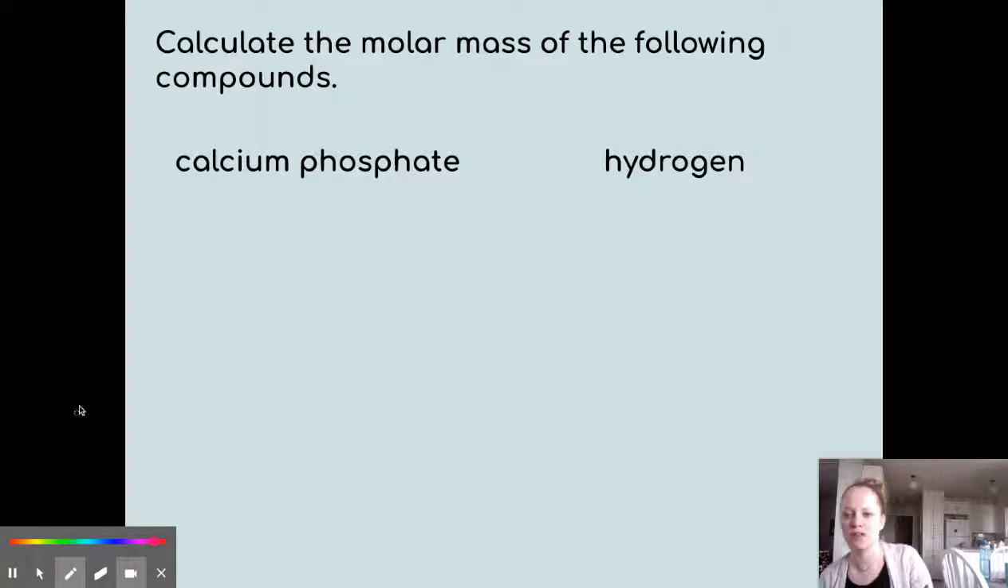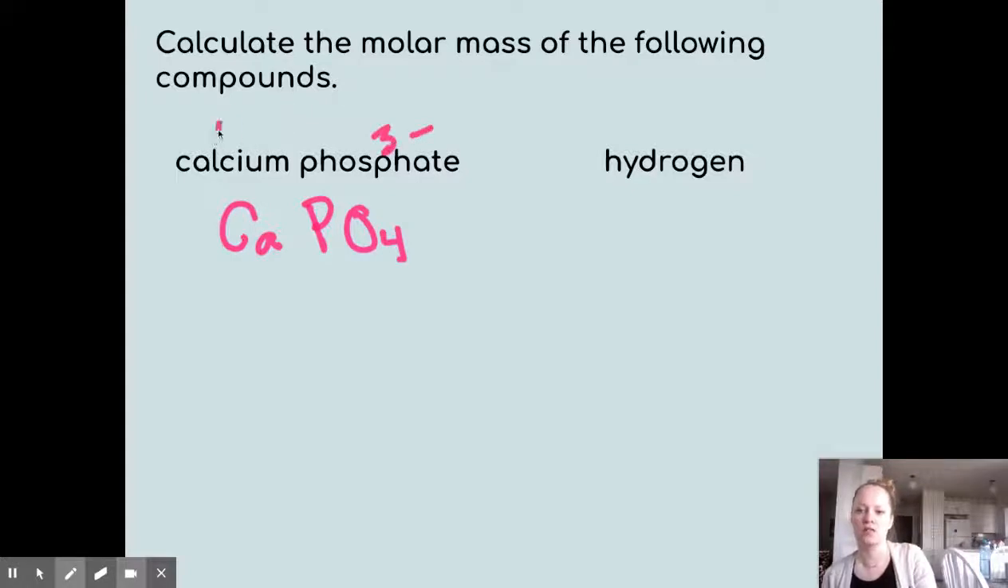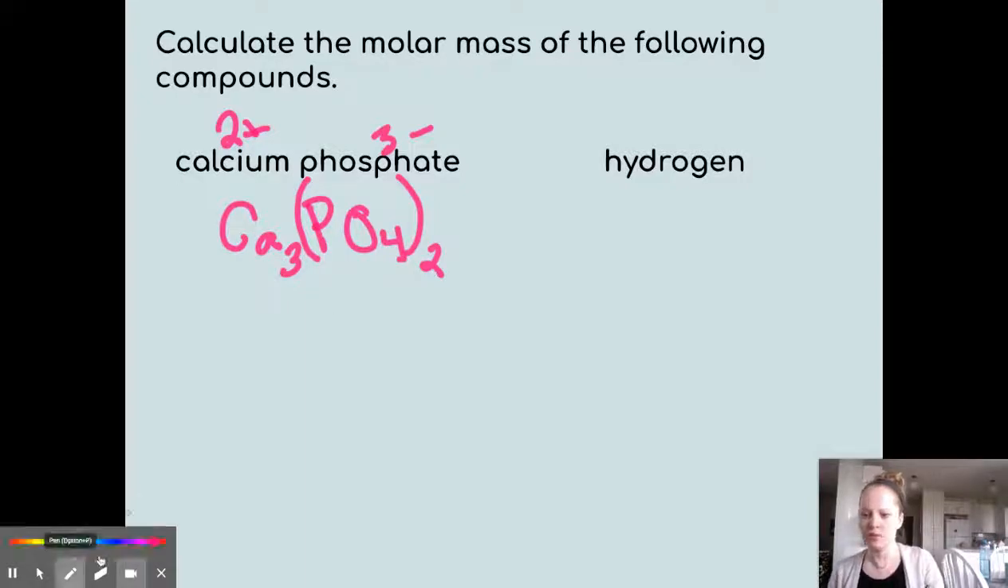Let's do calcium phosphate. So calcium is Ca. Phosphate is PO4. Now, lovely enough, these are not balanced. Phosphate has a charge of 3 negative. Calcium has a charge of 2 positive. So that means I actually need 3 of these guys and 2 of those guys. Okay, now it's balanced. Now we can actually calculate. Use a different color here.